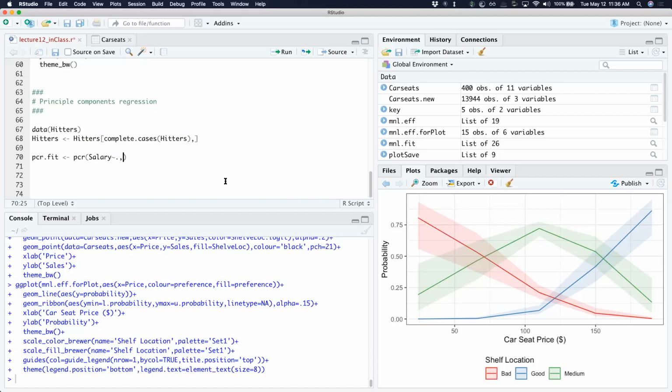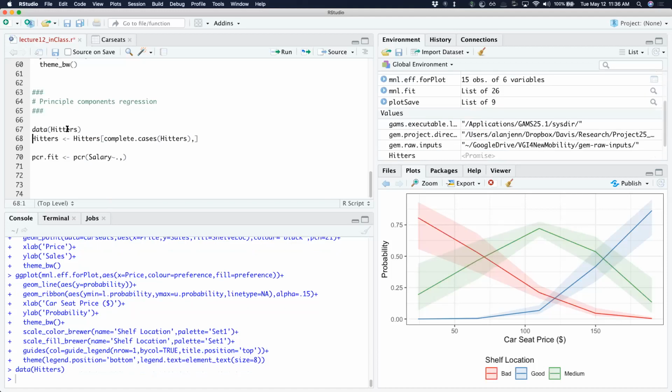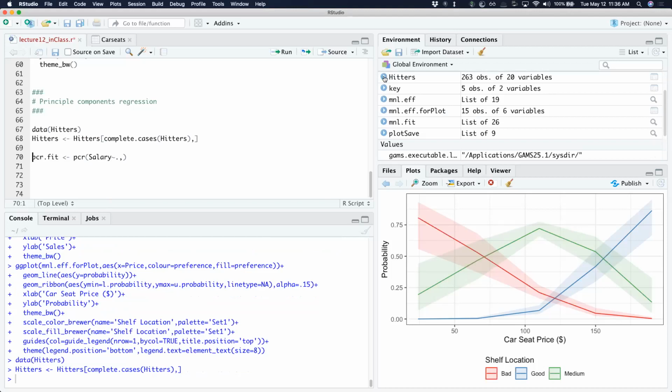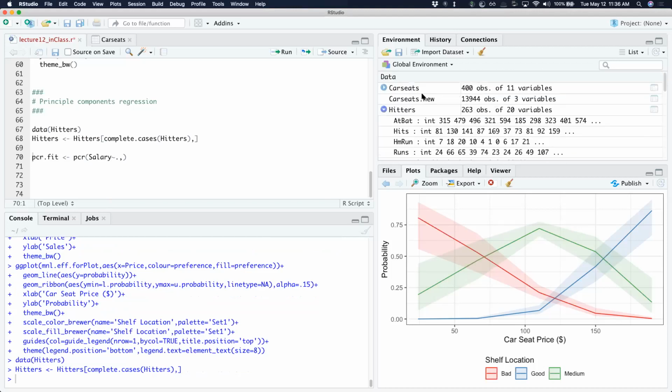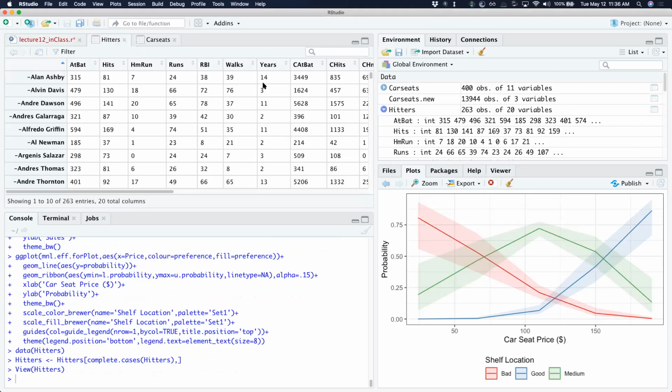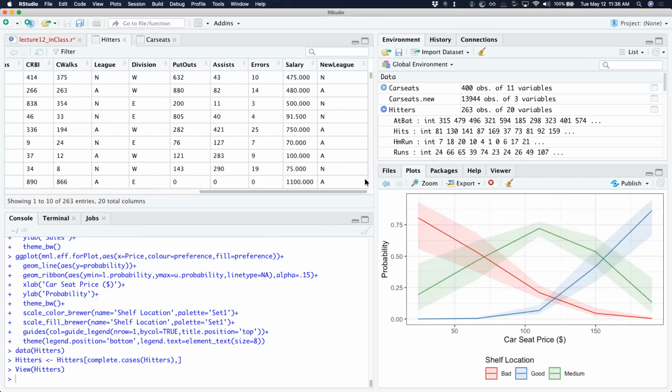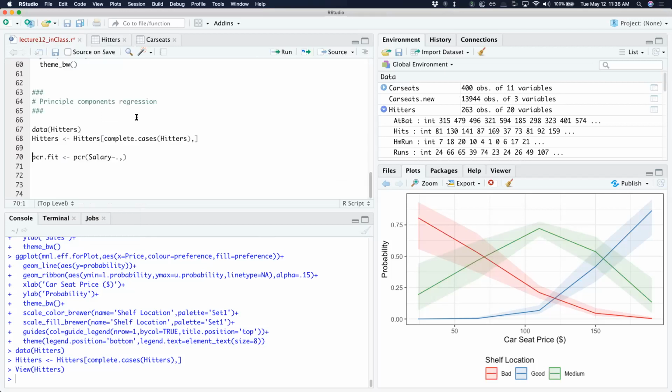Okay, and so here I think everyone should be familiar with the hitters data set, given that it's on the homework, but just as a quick summary, these are just statistics about different players in baseball. And we are going to be trying to predict different people's salaries using the principal components regression.